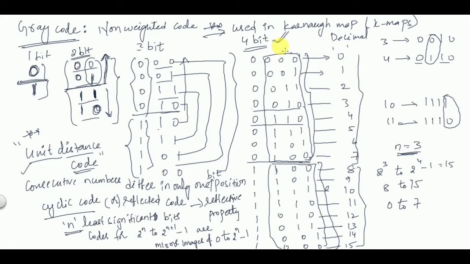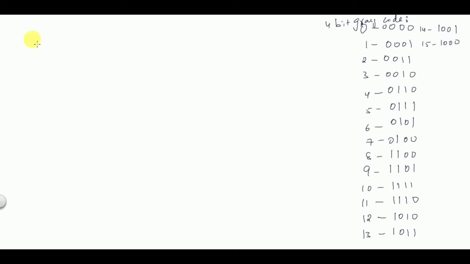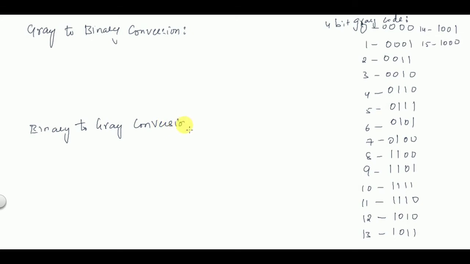Okay, let me take one more slide. I'll explain gray to binary and binary to gray conversion. Next we'll see gray to binary conversion, and also binary to gray conversion, that is, binary code to gray code conversion. These two are very important concepts, gray to binary and binary to gray.